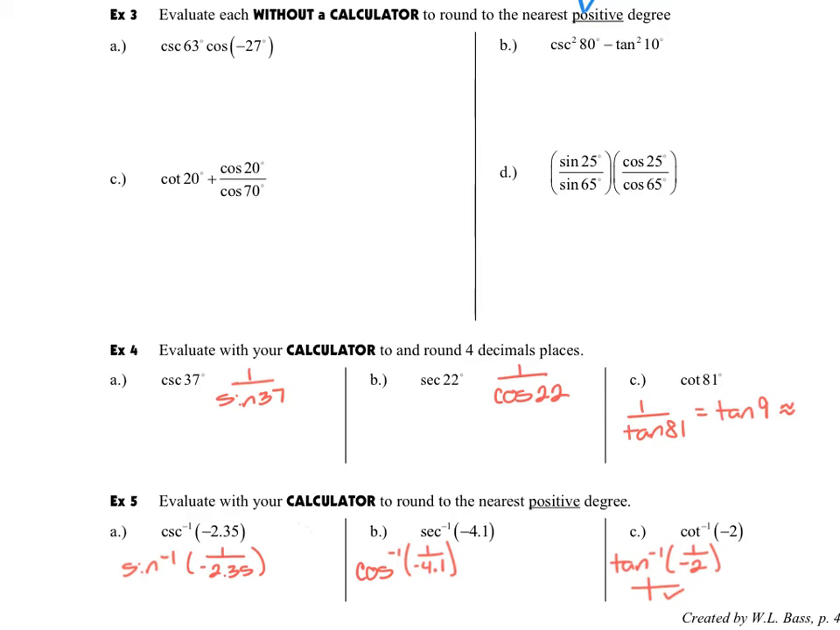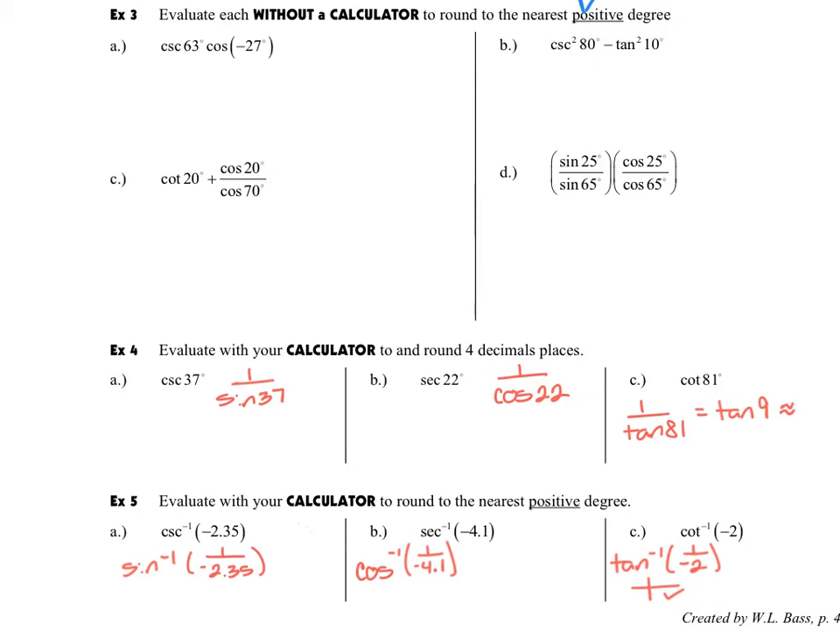So these angles don't match, but what I would want to jump out to you is that the angles on each of these problems are complements. 63 and 27, ignore that minus for a second, are complementary. 80 and 10, 25 and 65, those are complements. That's a clue that we can use our complementary cofunctions.